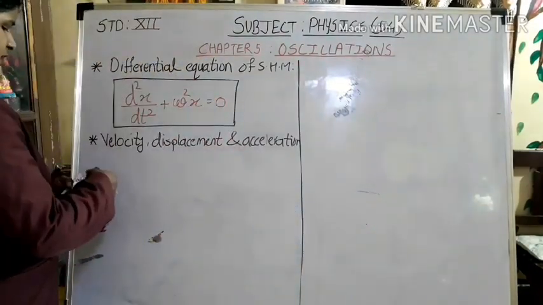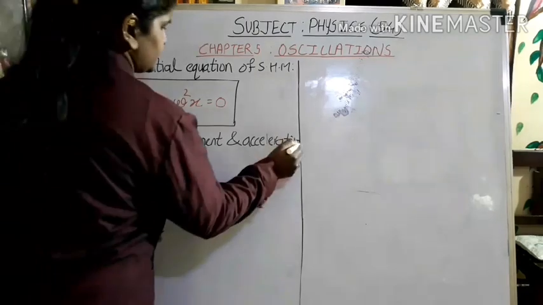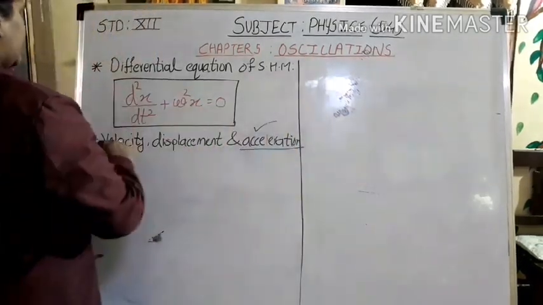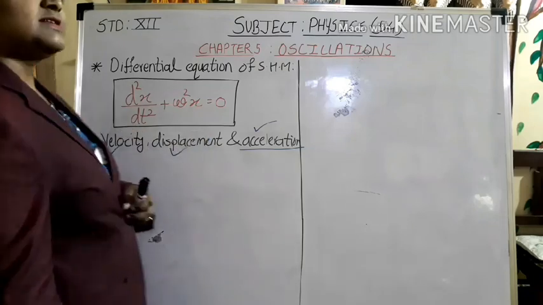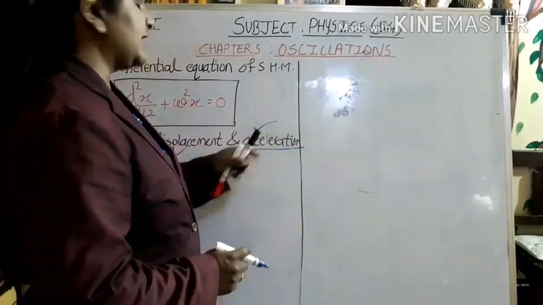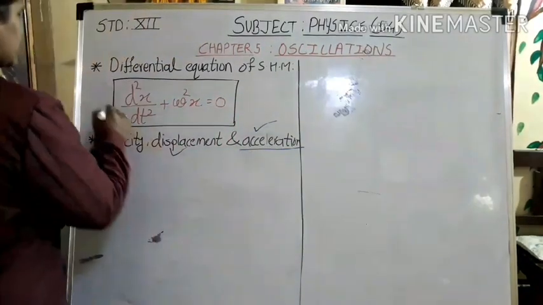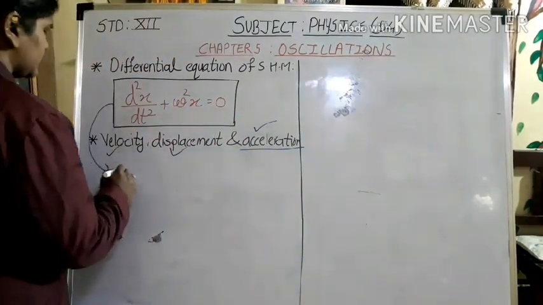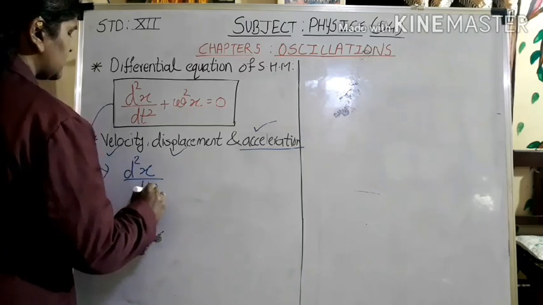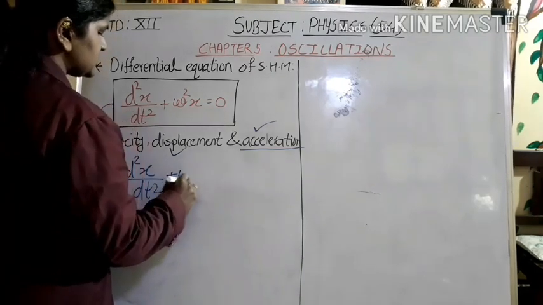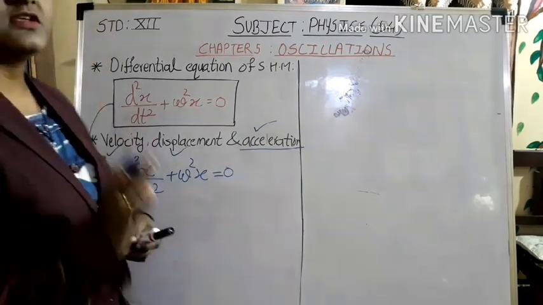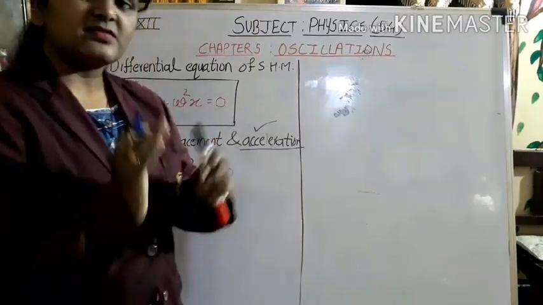First we are going to find out acceleration. Start with acceleration first, then we'll find out velocity, and then we'll find out displacement. Alright, so let's move towards acceleration. As you all know, this is the differential equation. I am writing this equation again, which is d2x by dt square plus omega square x is equal to 0. I have written the equation again as it is.